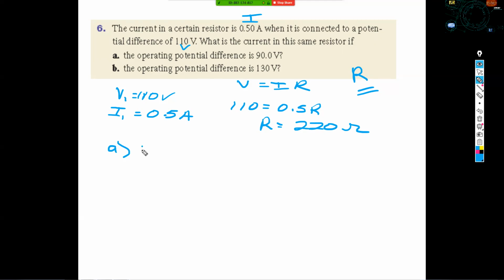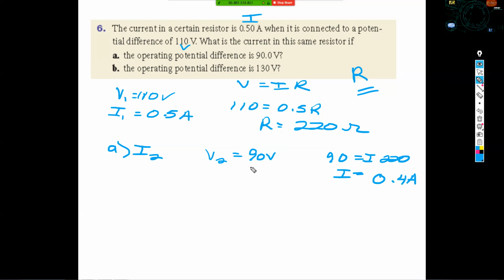So for A, trying to find the current, I now plug it into a 90 volt source. So 90 would be the current times that 220. The flow rate is now going to be 0.4 amps.